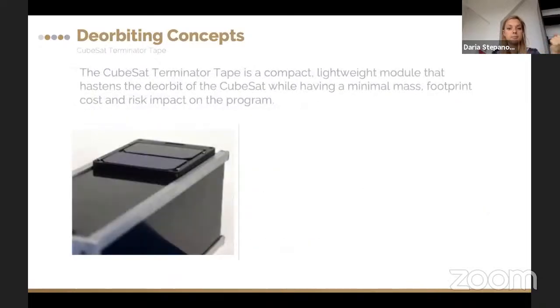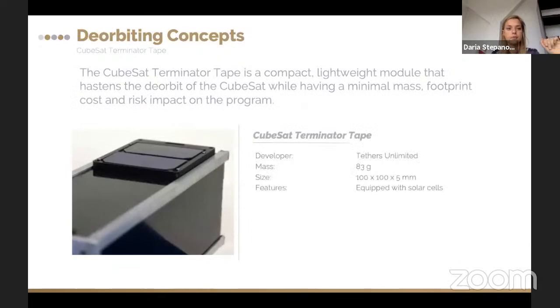Right, and let's go through some examples of these systems. Here, the CubeSat Terminator Tape. It's a compact, lightweight module. It doesn't have to be powered up additionally. It has its own solar panels. Pretty small mass, pretty small size, independent, pretty easy. The only disadvantage is that it takes space from the satellite side, thus taking 2 solar cells away. And if we're talking about a 1 unit CubeSat, 2 cells is already quite a lot.